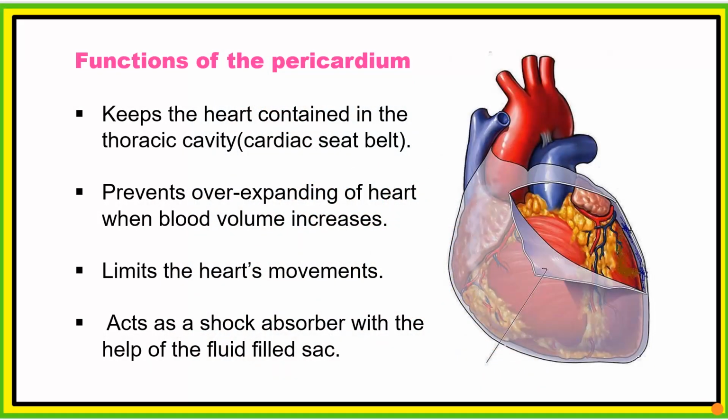The next focus is the functions of the pericardium. The pericardium does a lot for the heart. Number one, it keeps the heart contained in the thoracic cavity. By this, we see it working as a cardiac seat belt. Number two, it prevents overexpansion of the heart when the blood volume increases. Number three, it limits the heart's movement. And finally, it acts as a shock absorber with the help of the fluid-filled sac.